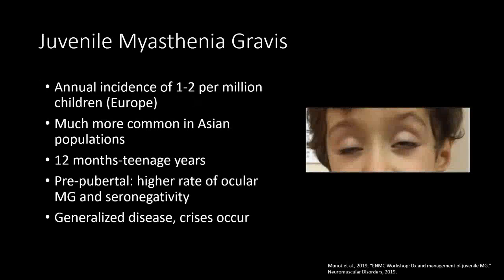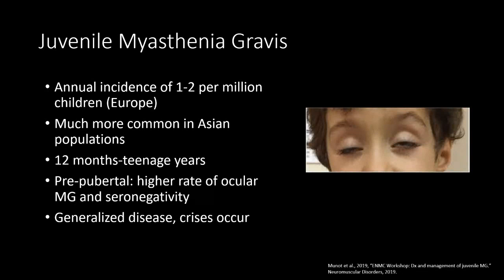So moving on to juvenile myasthenia gravis, this condition definitely has a much better prognosis than AFM, but it is quite rare. So this is something that a lot of neurologists will not see in their lifetime. There's an annual incidence of 1 to 2 per million children in Europe. We don't have great epidemiological data in the US, but it's probably around this number. It's much more common in Asian populations of children, but we don't see it quite as much in the West. Patients as young as a year of age can be affected with juvenile autoimmune myasthenia gravis, or they can present up into their teenage years.